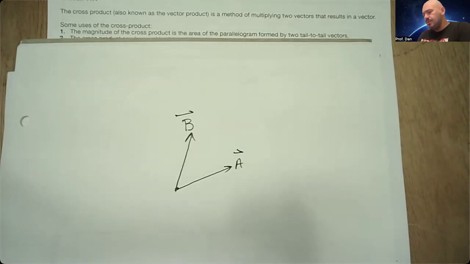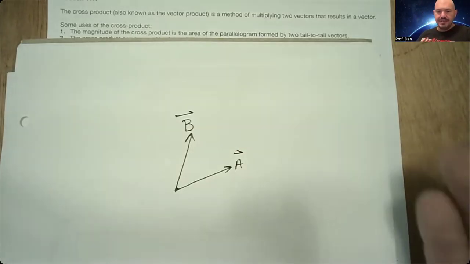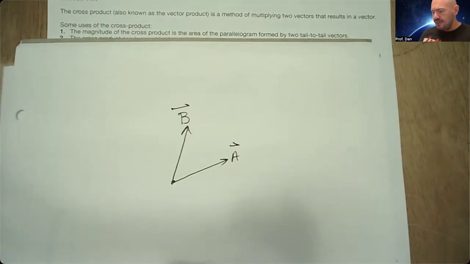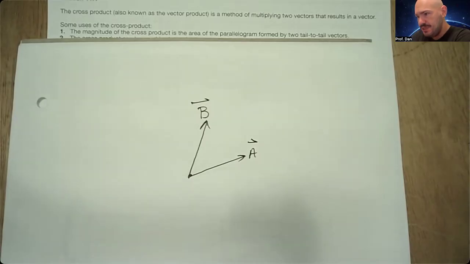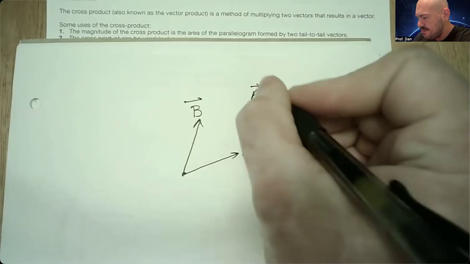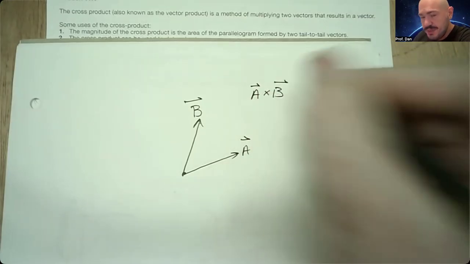The right-hand rule, which basically you take your right hand, and depending on which cross product you're doing, because cross products are not commutative, A cross B is not the same as B cross A.